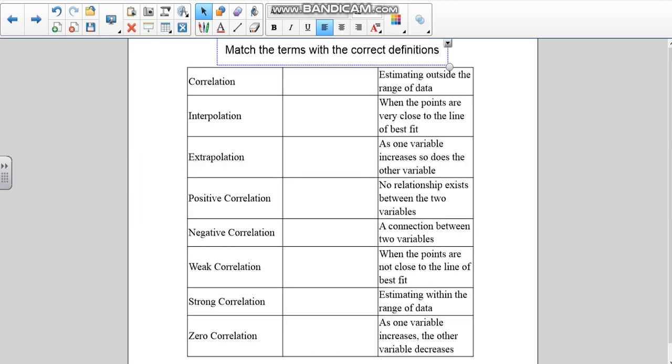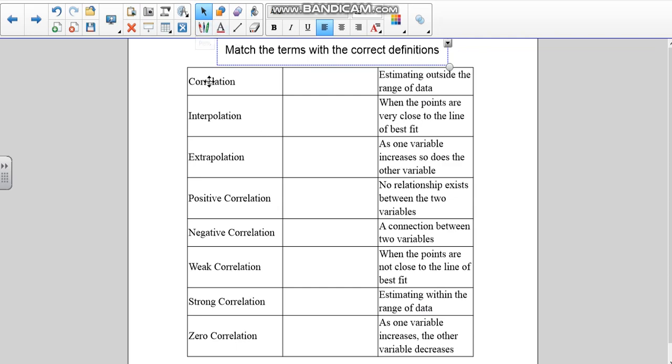Okay. So the next activity, and you can complete this and send this in for me to look at, is just to match the terms with the correct definitions. So we've got all the terms here, some from last lesson, some from this lesson, and lots of different definitions here. Can you match them up?